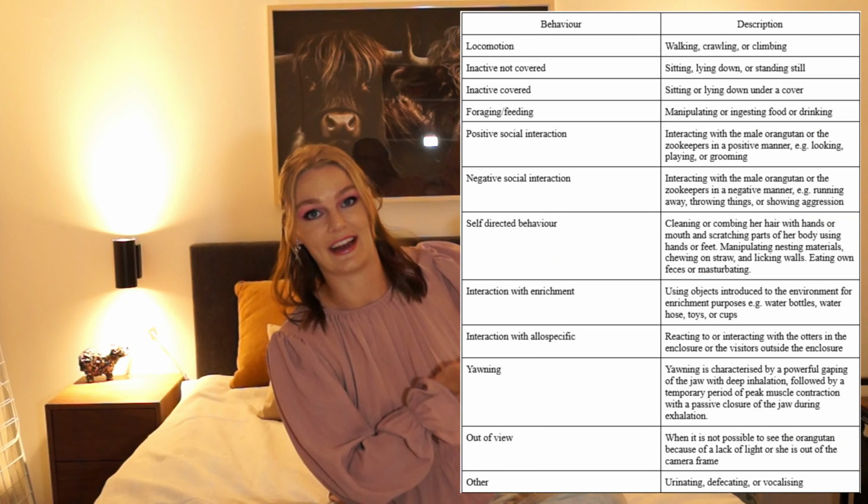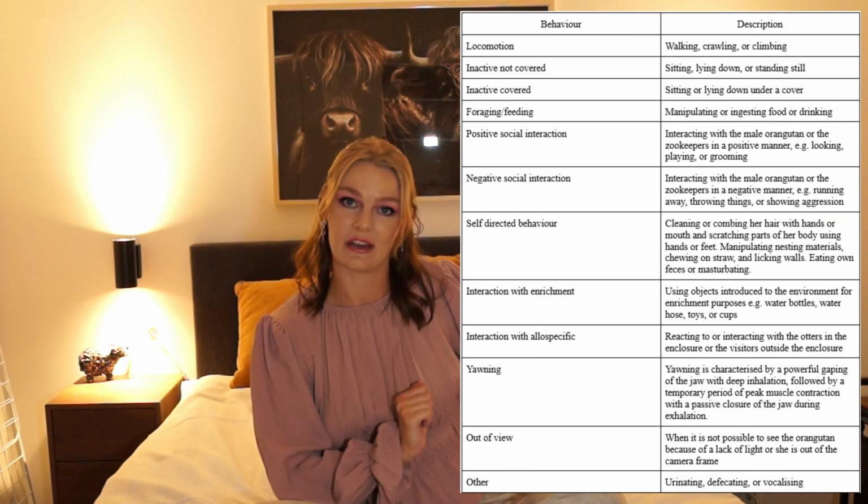So I will pop one up on screen here that I have used in one of my studies, just so you can see what it looks like. It's not really that complicated, it's just a list of behaviors. These behaviors obviously have to be relevant to the animals that you're studying. For example, if you're studying a fish, it wouldn't make sense to have walking as a behavior. You need to make sure that it's targeted to the animal in particular.